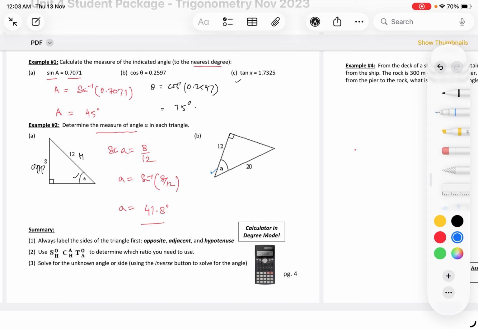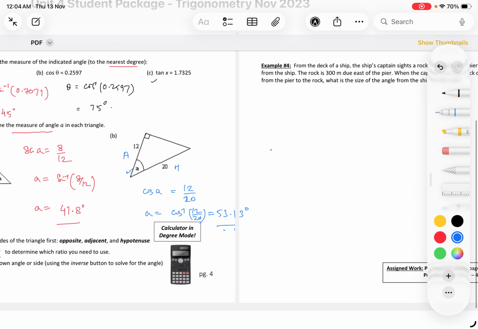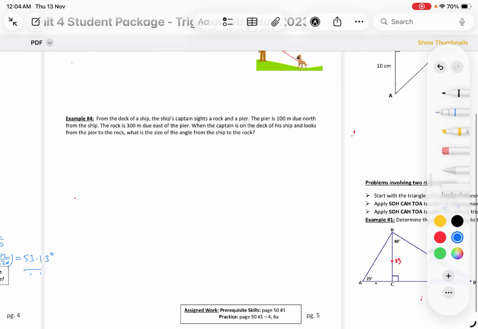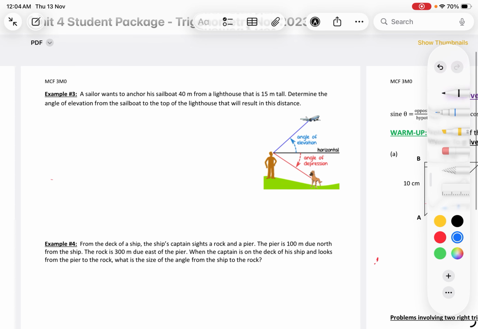Here we are given the adjacent and hypotenuse. So we will use cos A is equal to 12 by 20. So A is equal to cos inverse of 12 by 20. Let us see how much this is. Cos inverse of 12 divided by 20 comes out to be 53.13 degrees. Okay, so I hope you have understood what is SOHCAHTOA. Let us move further.